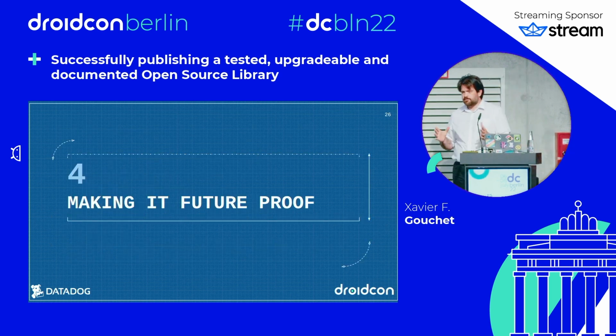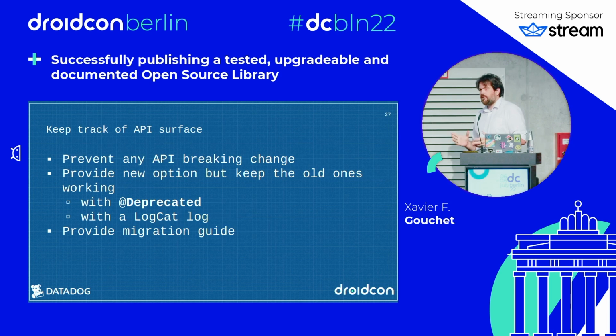So, library safe, efficient, usable. Now we want to make it future-proof, because you're not just writing a library, you're writing a library that's going to evolve over time. So what you want to do is keep track of the API surface. The API surface is any public class, any public method that you have in your library, and basically you want to avoid any breaking changes.